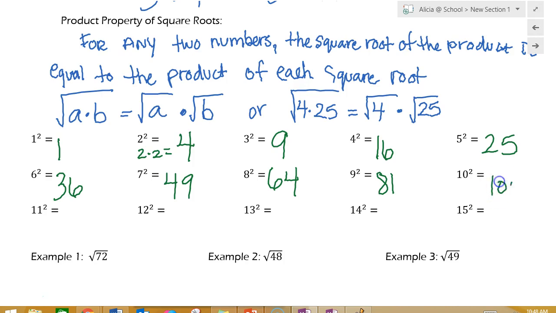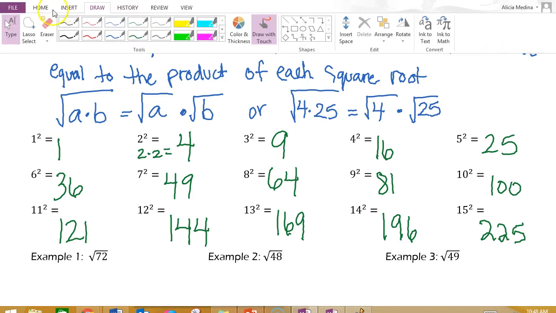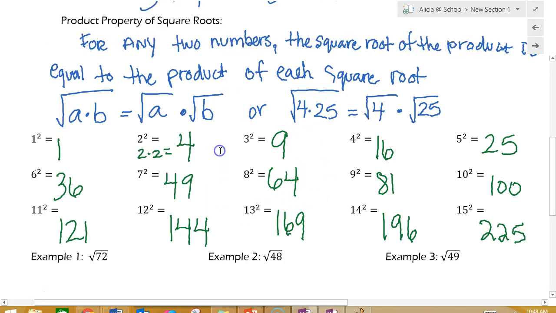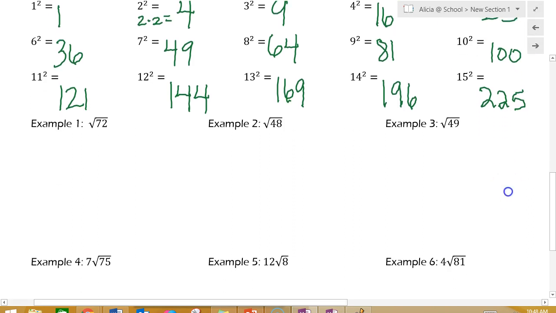10 squared, 100. Remember that the exponent tells you how many times to multiply the base. So 11 squared is 11 times 11, 121. 12 squared, 12 times 12, 144, and so forth. 13 squared, 169. 14 squared, 196, and 15 squared is 225. So yes, you'll always have your calculator available, but it's best to know at least the 1 through 15 perfect squares because it's going to make it a lot easier when we start solving these, since you can already picture them and simplify the examples that are to come.